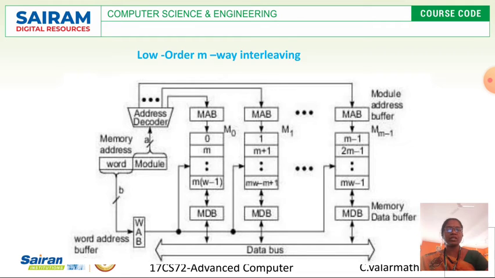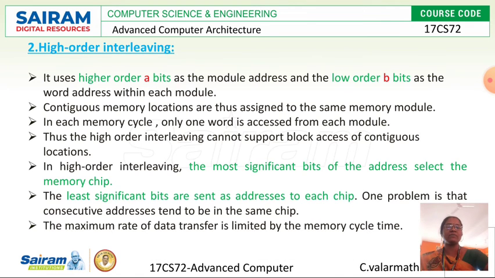So where the particular word address and memory module address is identified, the data stored in that corresponding location, the retrieved data, is given to the MDB. With the help of MDB, it gets communicated with the other devices in the system with the help of the data bus. Okay, fine. So this is what is happening in the low order M-way interleaving.